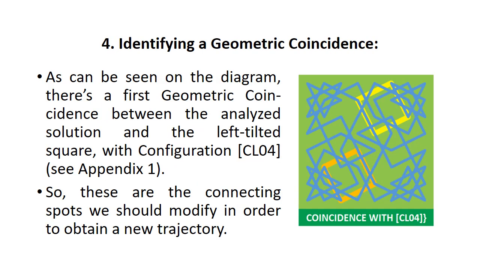4. Identifying a geometric coincidence. As can be seen on the diagram, there's a first geometric coincidence between the analyzed solution and the left-tilted square, with configuration CL04. See Appendix 1. So, these are the connecting spots we should modify in order to obtain a new trajectory.